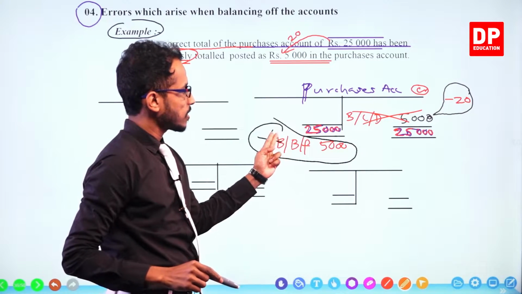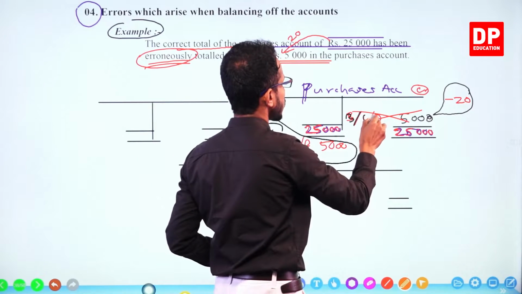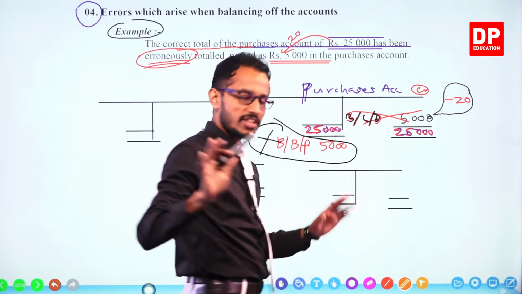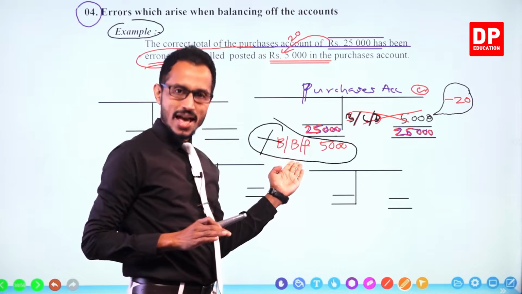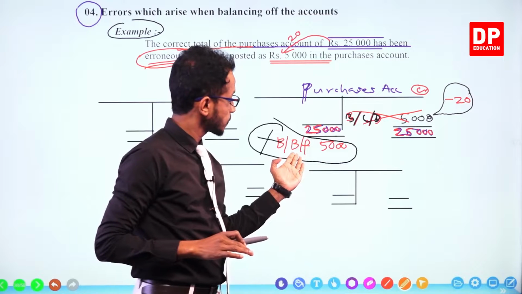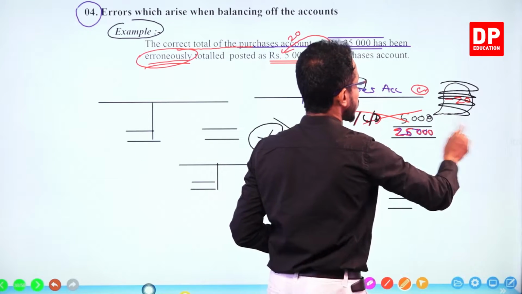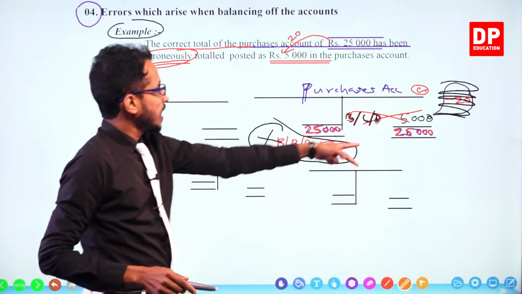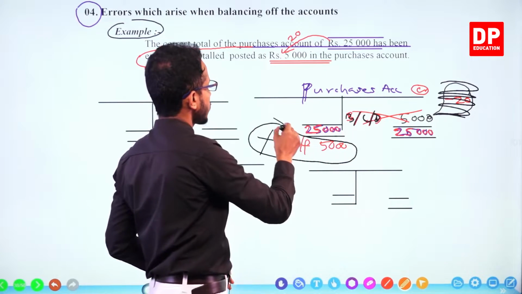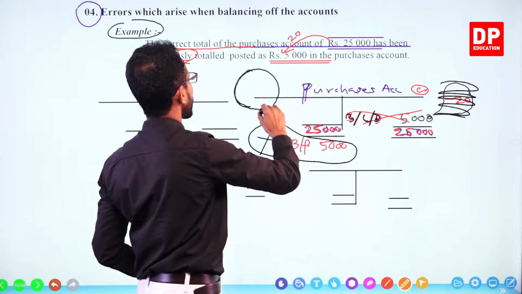The purchases account should have a debit balance, right? The balance carried down is not the balance that we consider. The balance brought forward is the balance we consider. Got it? All right. So not on the credit side. On the debit side, we have how much?